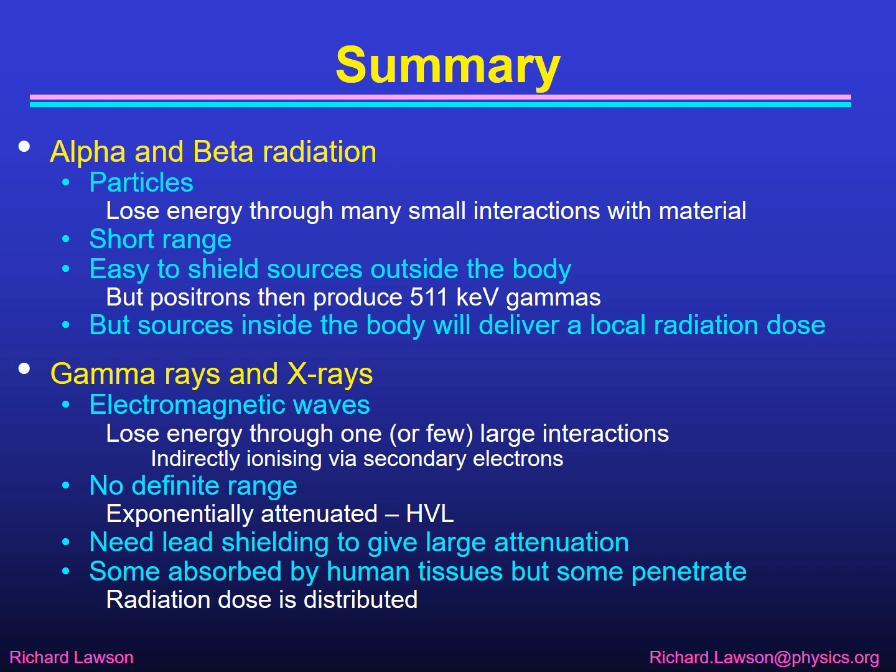So if you want to shield against gamma rays and X-rays, you need lead shielding, which will give a large attenuation and can be very effective at shielding. But if we're talking about passing through human tissues, they can penetrate a few centimeters. So if we have radiation coming from outside, some of it will be absorbed in the patient. If we have it coming from inside, some of it will be absorbed and some will escape. So the radiation dose from gamma rays and X-rays is going to be distributed rather than local.